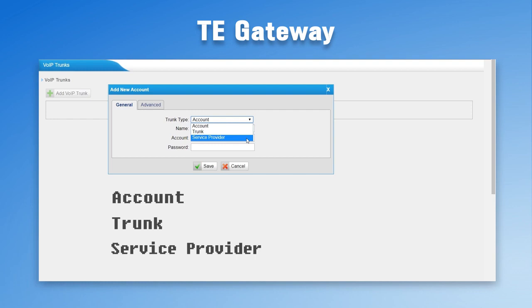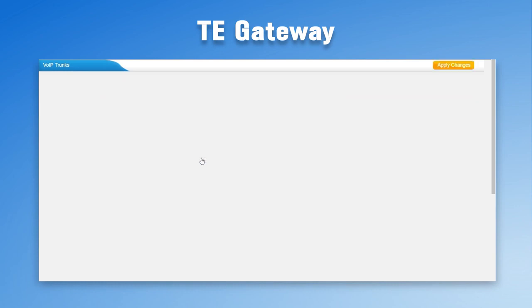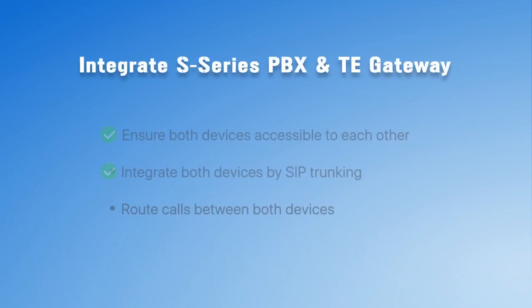If a static public IP or DNS service is available for both devices, we can choose the service provider mode. Besides, the last mode can also be applied to the example scenario in the local network environment. So we simply enter the private IP of PBX, and don't forget to check the connection status. Make sure it has been activated. Now, two facilities have been connected.